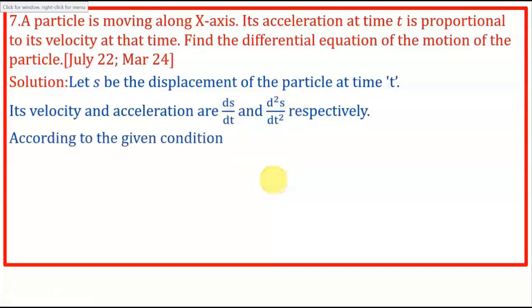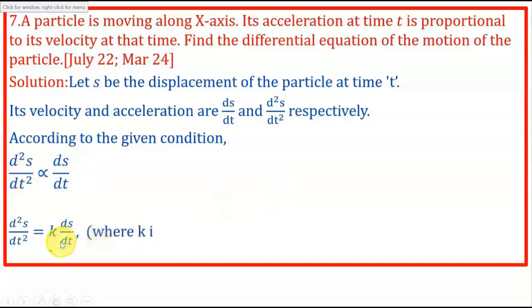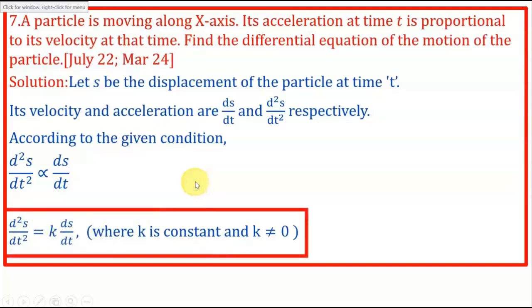Therefore, according to the given condition, what is the condition? Its acceleration at time t is proportional to its velocity. Therefore, d2s upon dt square is proportional to its velocity, ds upon dt. If we take k as the constant of proportionality, then d2s upon dt square is equals to k into ds upon dt. And this is the required differential equation.